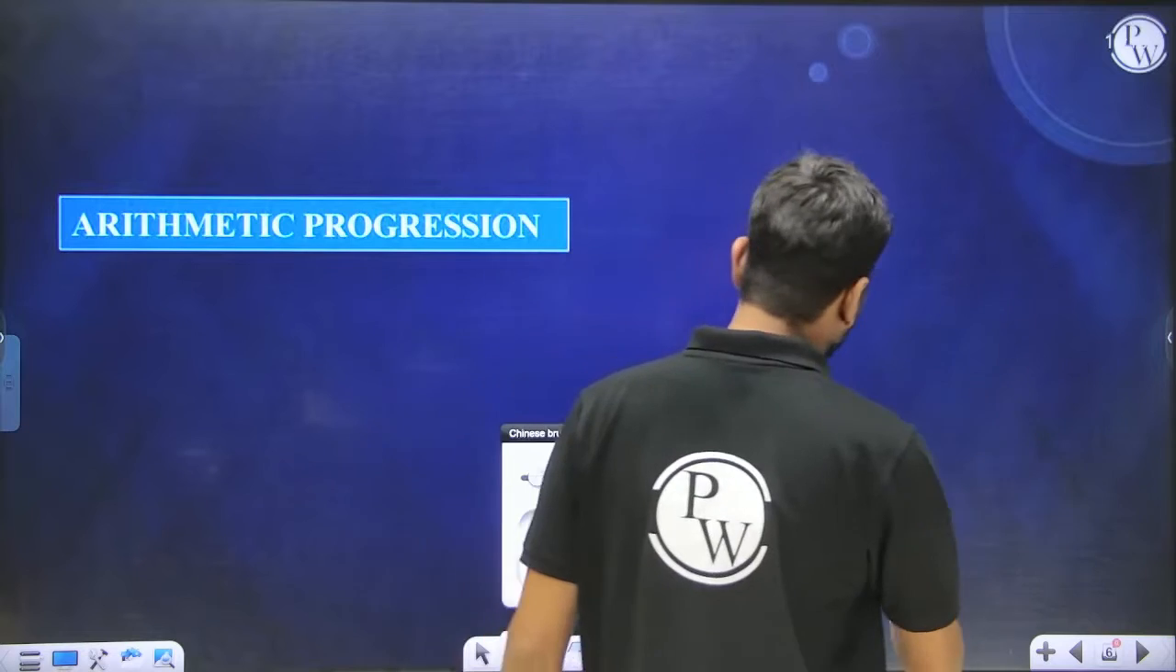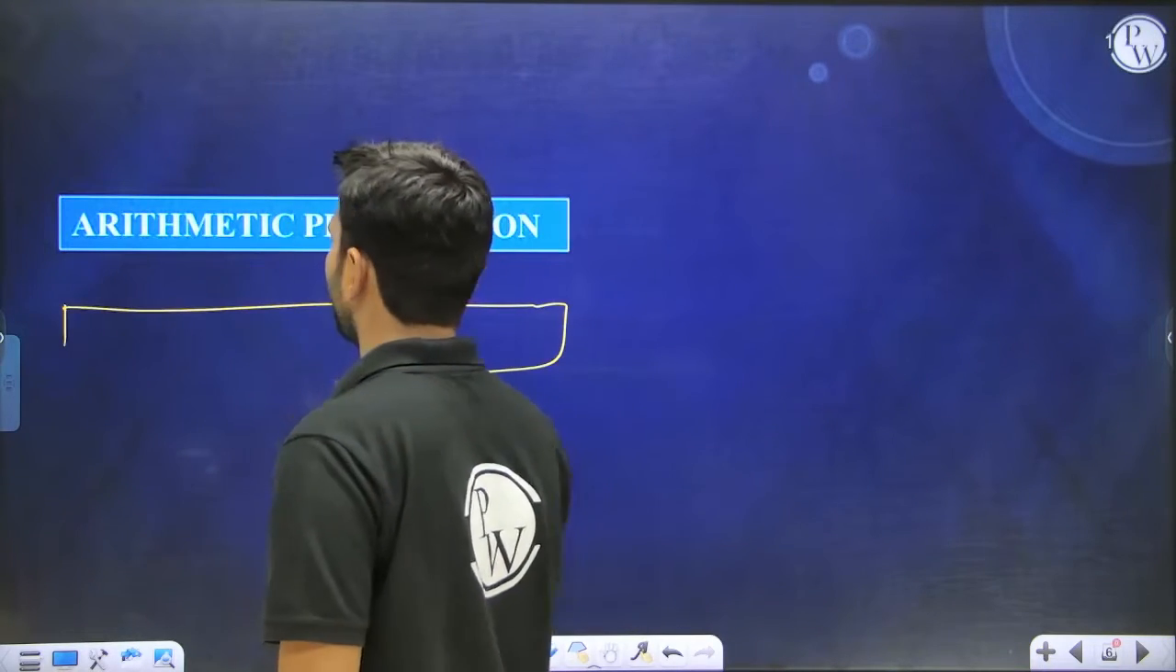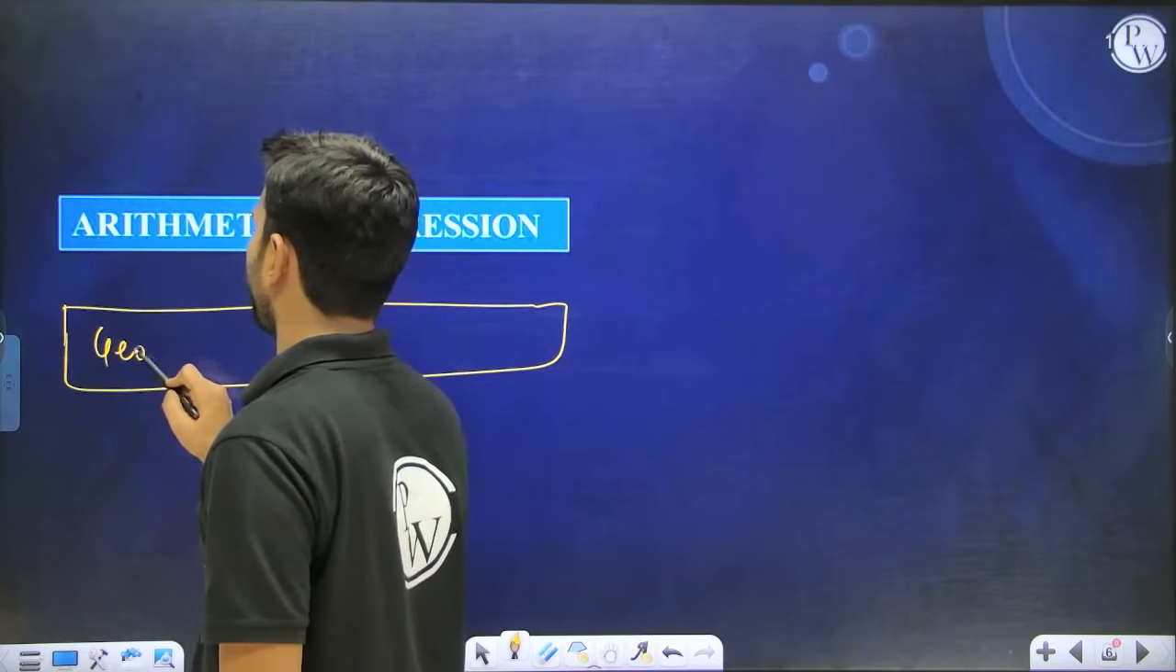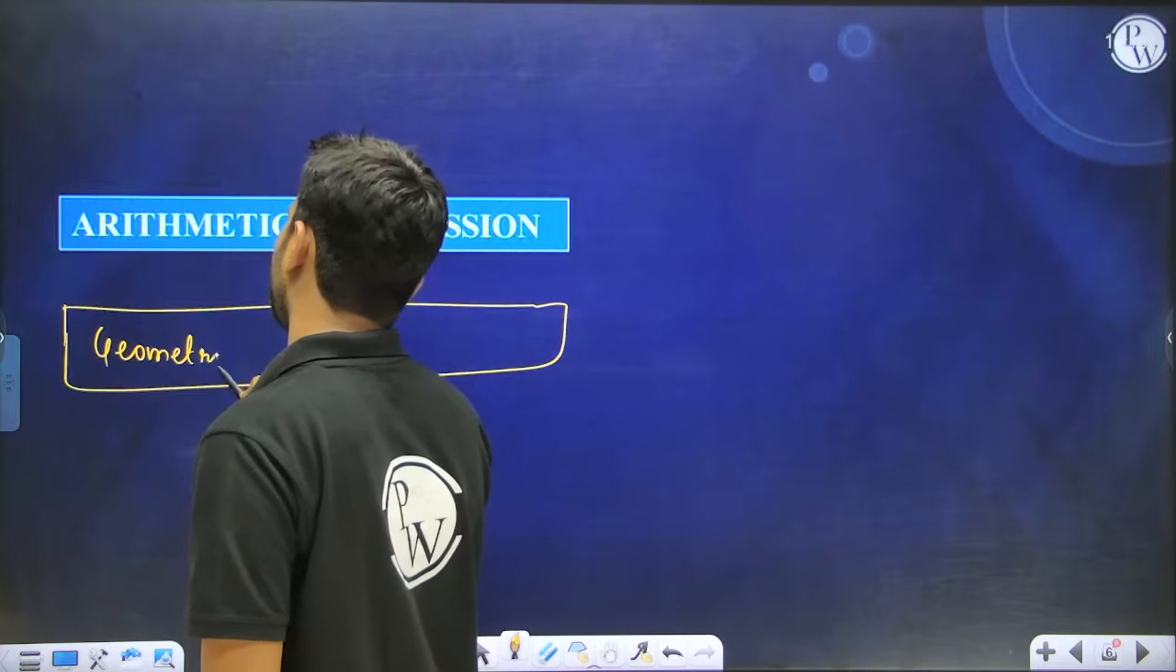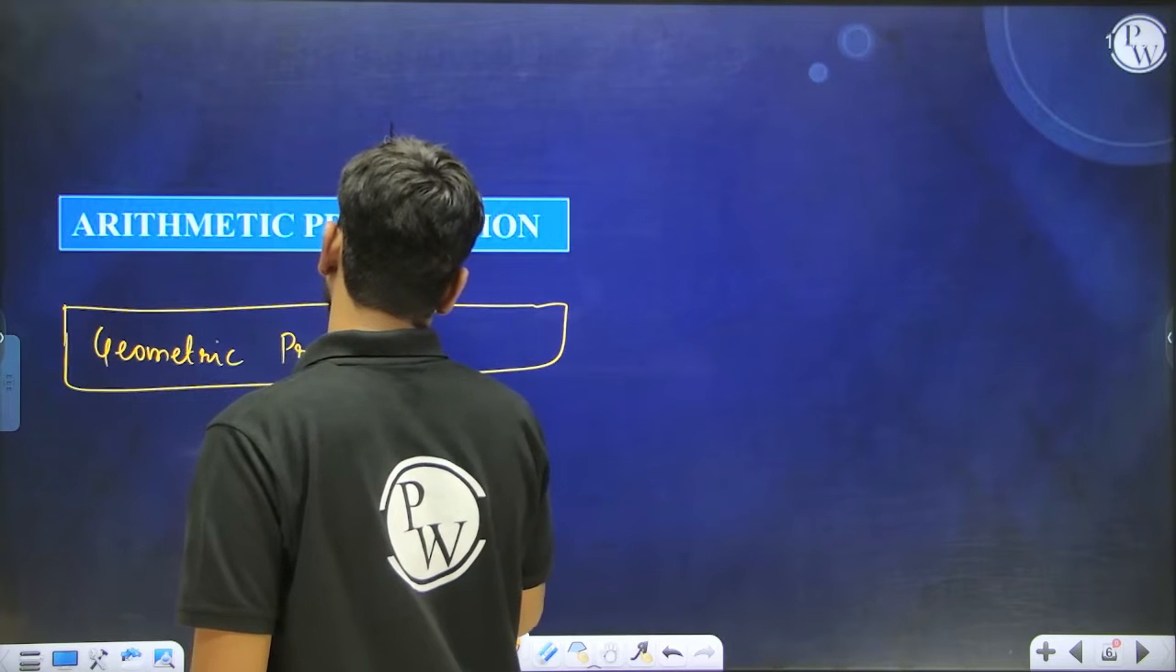Now we're going to talk about two things. Let's combine AP and GP together, because I think now you can understand it quite easily. If a kid has already gone through this chapter, then he or she will be able to understand all the things that I'm going to explain over here. AP and GP in a single slide.